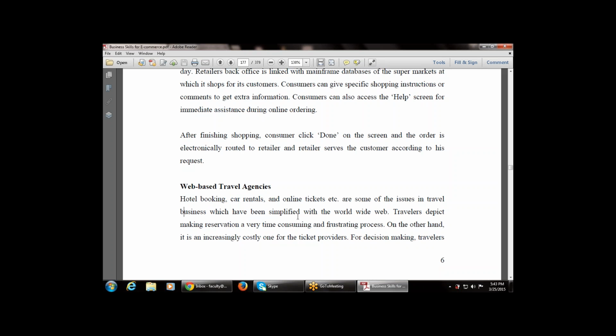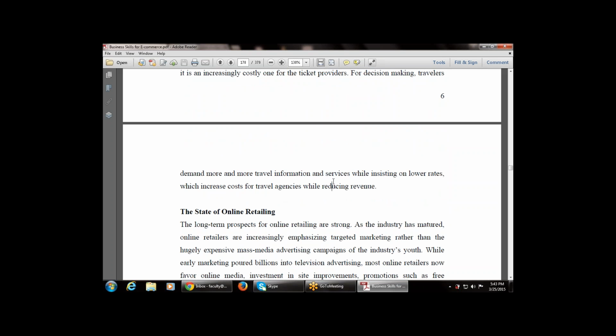Travelers consider many reservations a very time-consuming and frustrating process. On the other hand, it is increasing the cost for the ticket providers. For decision making, travelers demand more and more travel information and services while insisting on lower rates, which increases the cost for travel agencies while reducing the revenue. This is also a factor that most customers use online booking for hotels, trains, and flights. So they can use airline booking, railway booking, any booking.